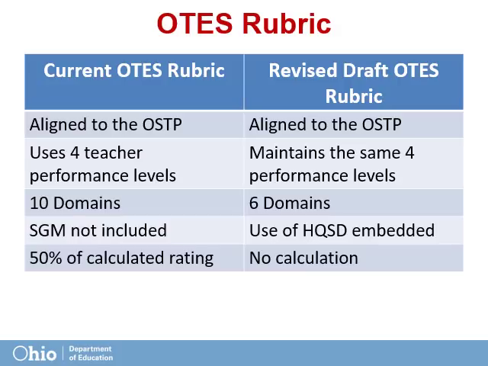Currently, the rubric, the teacher performance piece of an evaluation, is 50% of an overall calculated rating for a teacher. In the revised draft OTES, there will be no calculation. The teacher's final summative or the teacher's performance rating will be based off of how they do based on the evidence gathered around the rubric itself.